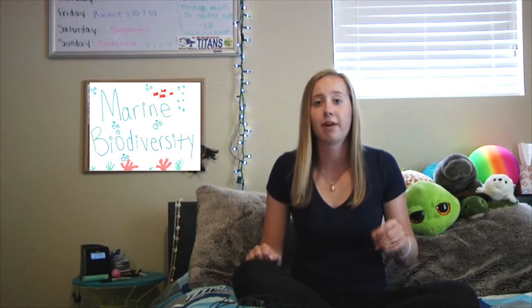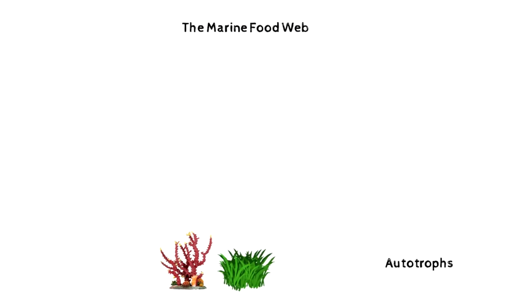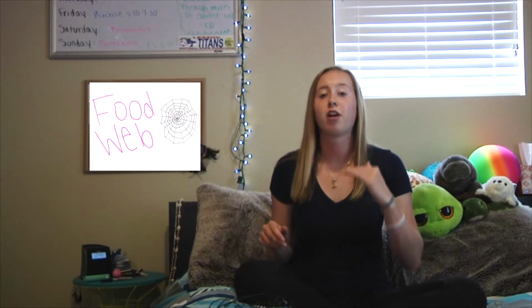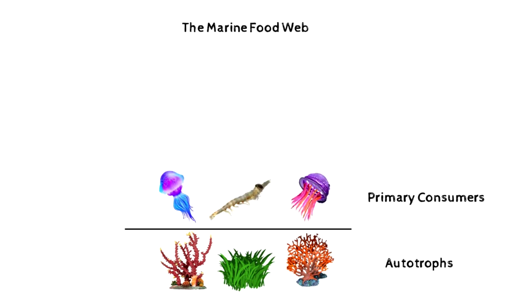This is where marine biodiversity and the marine food web come into play. At the very bottom are autotrophs. Autotrophs are plants like algae and seaweed, stuff that grows and gets its energy from sunlight. Then there are the herbivores, or primary consumers. They get their energy by consuming that seaweed and algae. These are animals like krill and jellyfish.